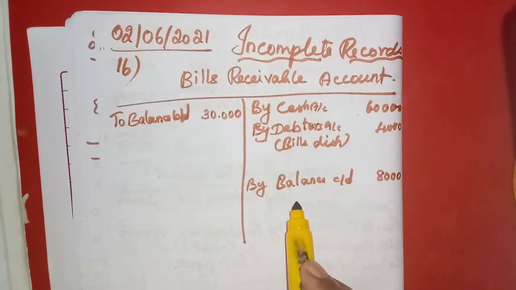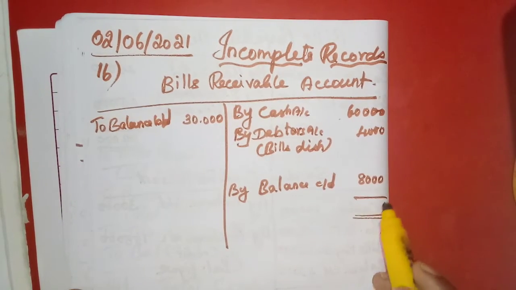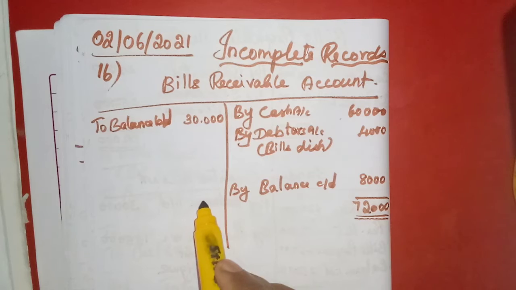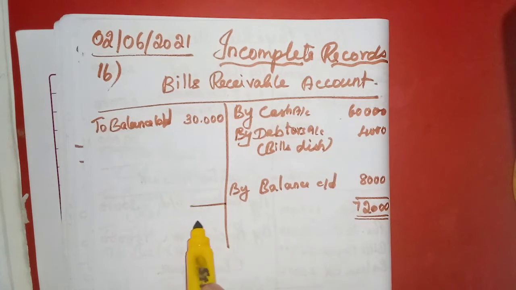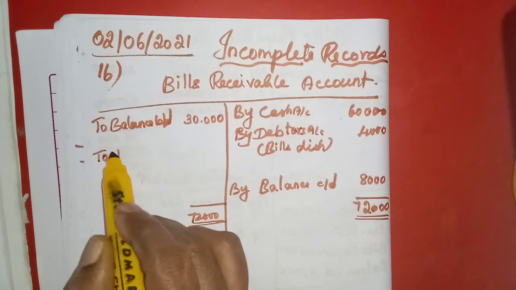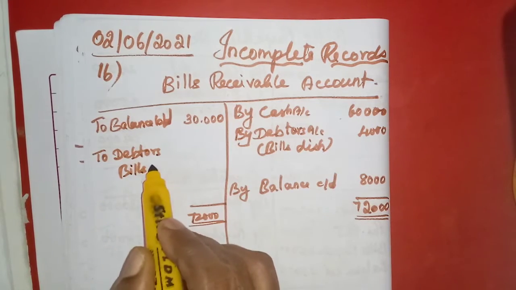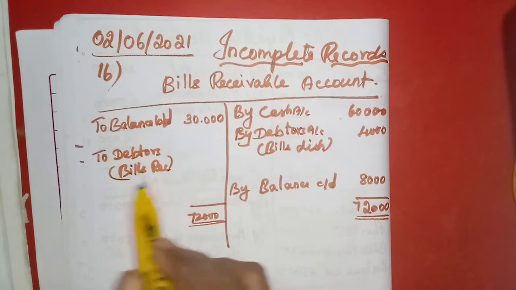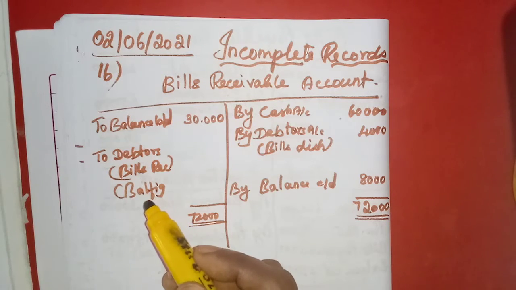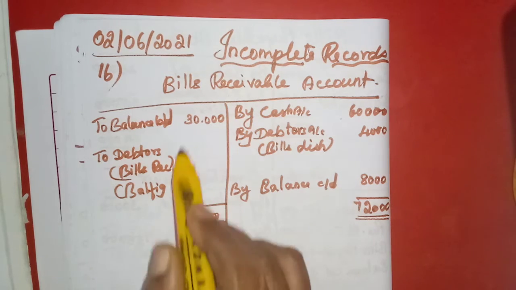All the items we have entered, closing also we have entered. Now we should balance the account. 8 plus 4, 12, balance 1, 7, 72. So, to debtors account, bills received. This is the balancing figure. Here again, the balancing figure 42,000. 30,000 minus 32,000 minus 30,000, 42.